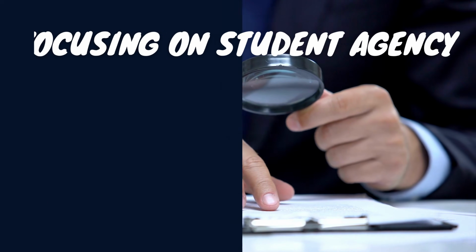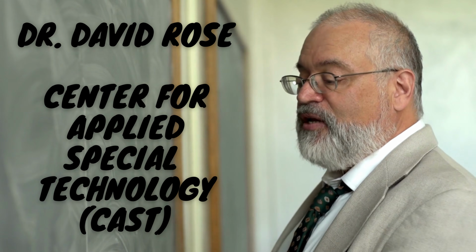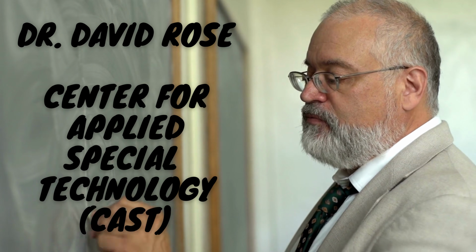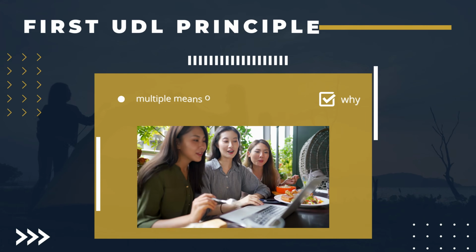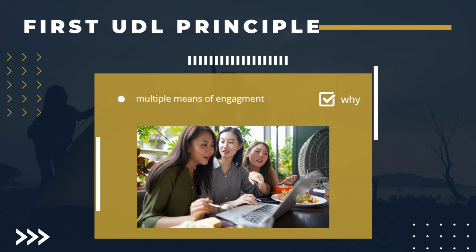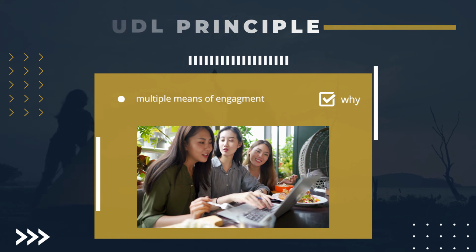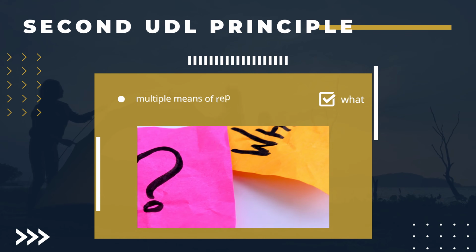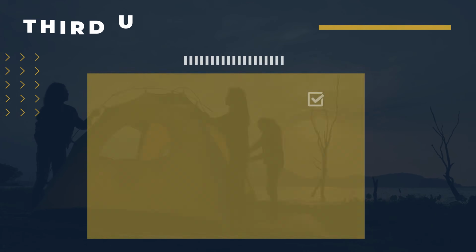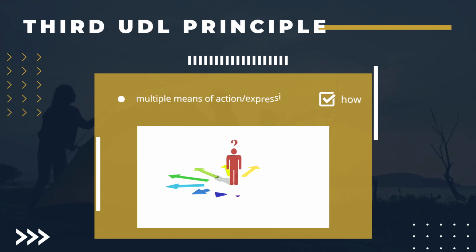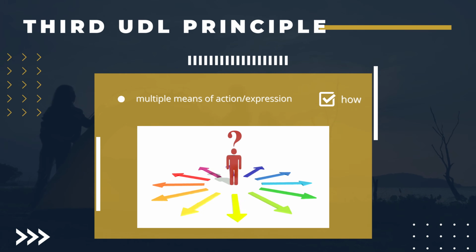A little history lesson. In the 1990s, Dr. David Rose and the Center for Applied Special Technology, or CAST, articulated 3 UDL principles. Number 1, multiple means of engagement that focus on the affective networks, or the why of learning. Number 2, multiple means of representation which focus on the recognition network, or the what of learning. Number 3, multiple means of action and expression, which focus on the strategic networks, or the how of learning.